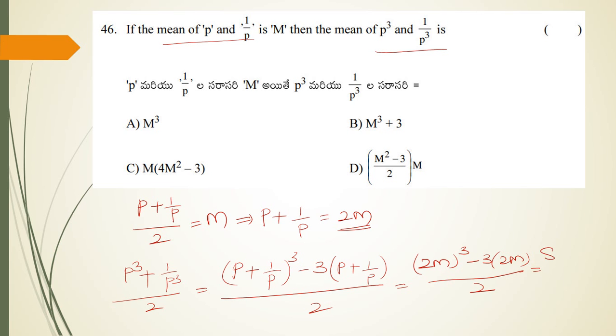Now this becomes 8m cube minus 6m divided by 2. Now from this it gives me 4m cube minus 3m. So 4m cube minus 3m, which is nothing but option C.